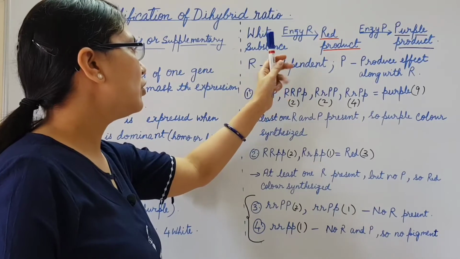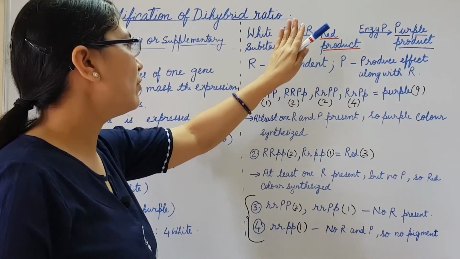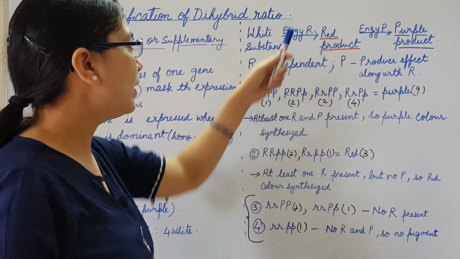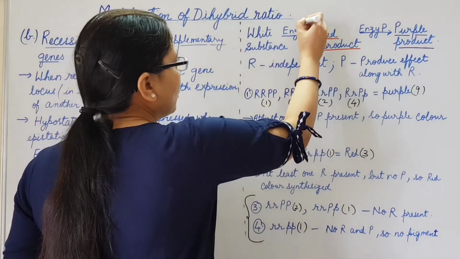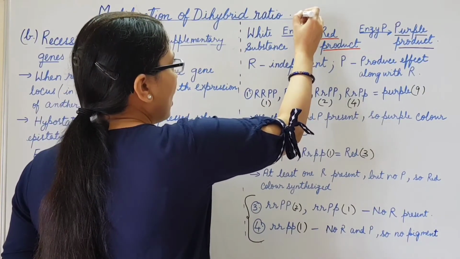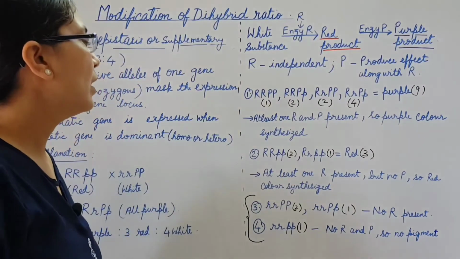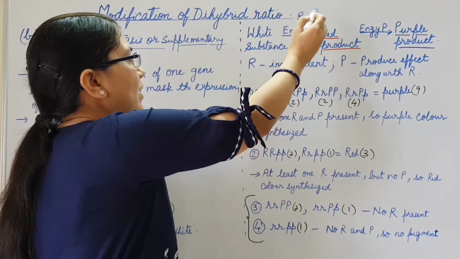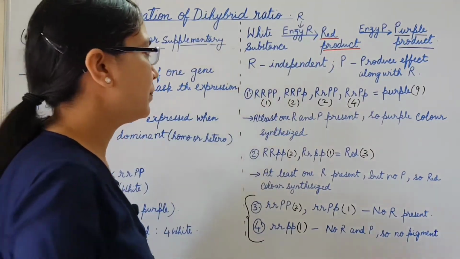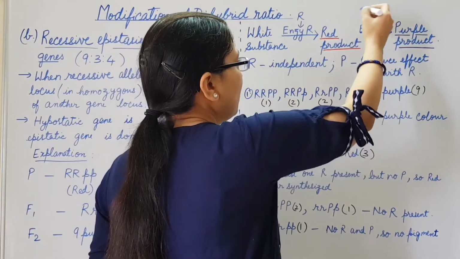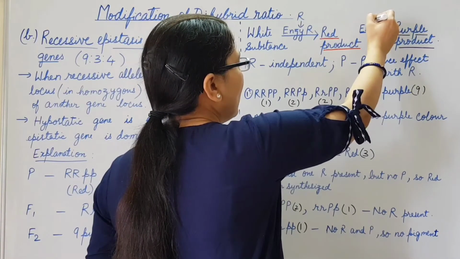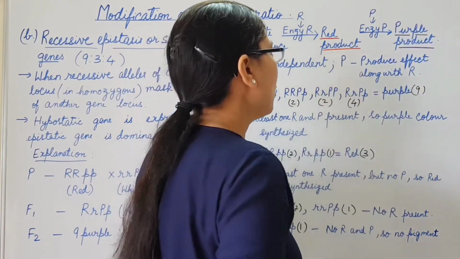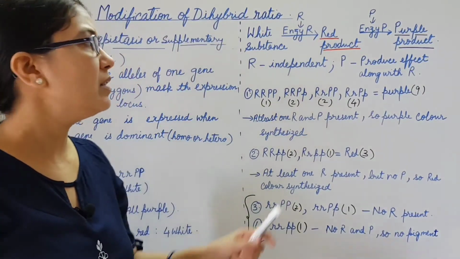The white substance which is present acts as the substrate for the enzyme R. This enzyme R is encoded by the dominant R gene. This then works on the white substance and converts it into the red product. This red product, in the presence of the functional enzyme P encoded by the dominant P gene, is converted into the purple product.